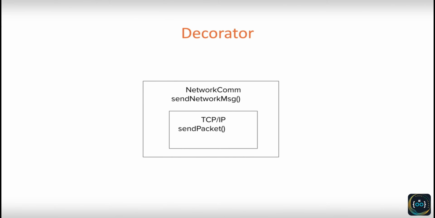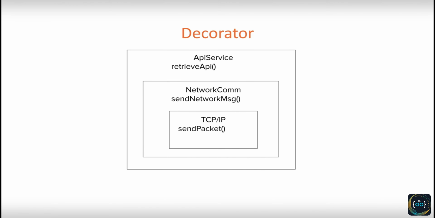We can imagine that we can create a network communication layer where we have a send network message that uses the underlying send packet functionality. We have put a wrapper on top of this TCP/IP. And we can actually keep going. We can create another layer that is, let's say, an API service that we can actually use in our code, in our application, where we can say something like retrieve API that will hide the details of the implementation, but just give us the required functionality for our code.